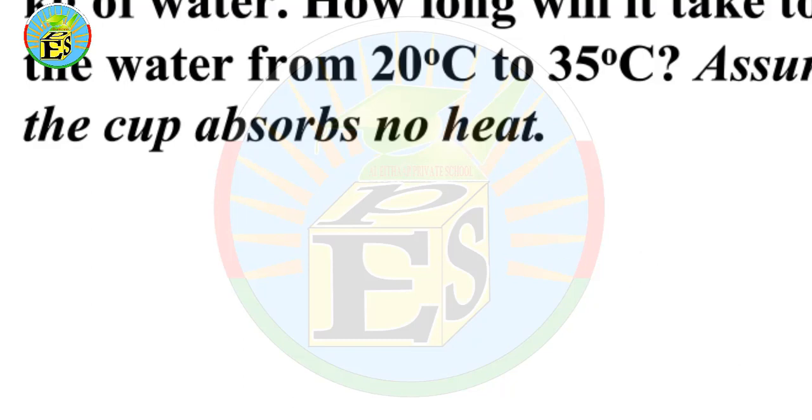A heating coil with a potential of 6 volts and a current of 3 amperes is immersed in 7 kilograms of water. How long will it take to heat the water from 20 Celsius to 35 Celsius? Assume the cup absorbs no heat. It equals about 2442 seconds, by using the last formula.